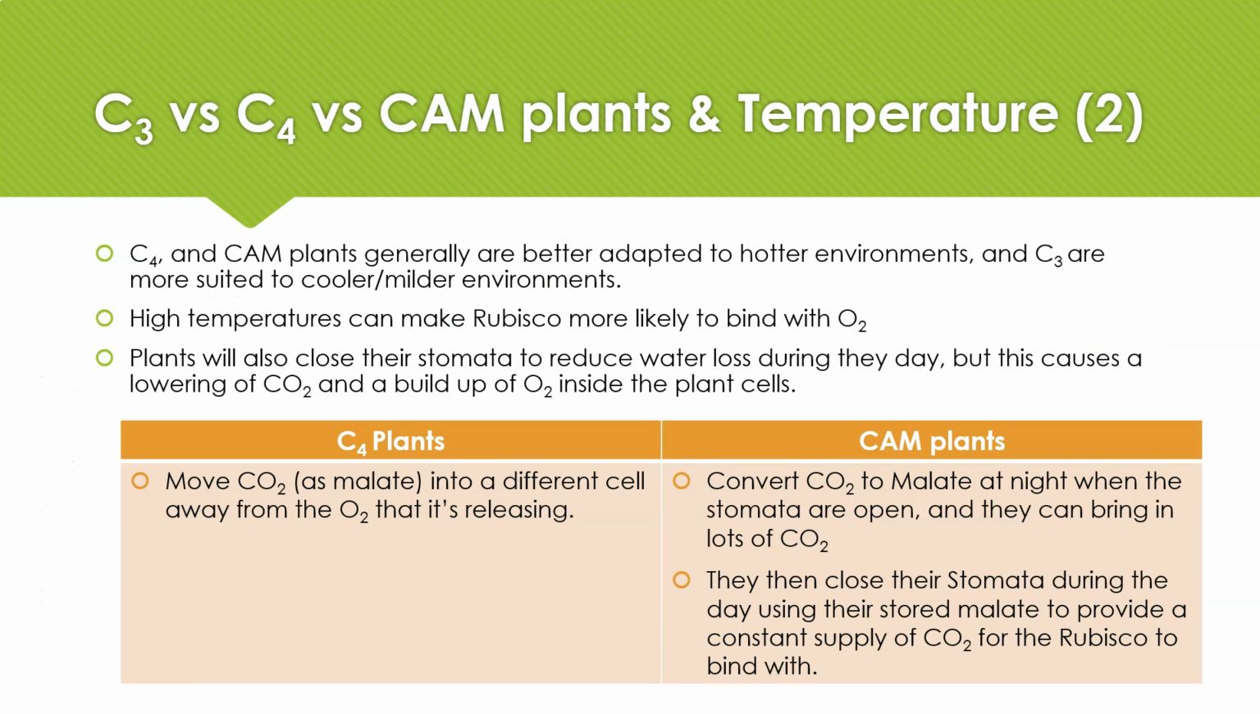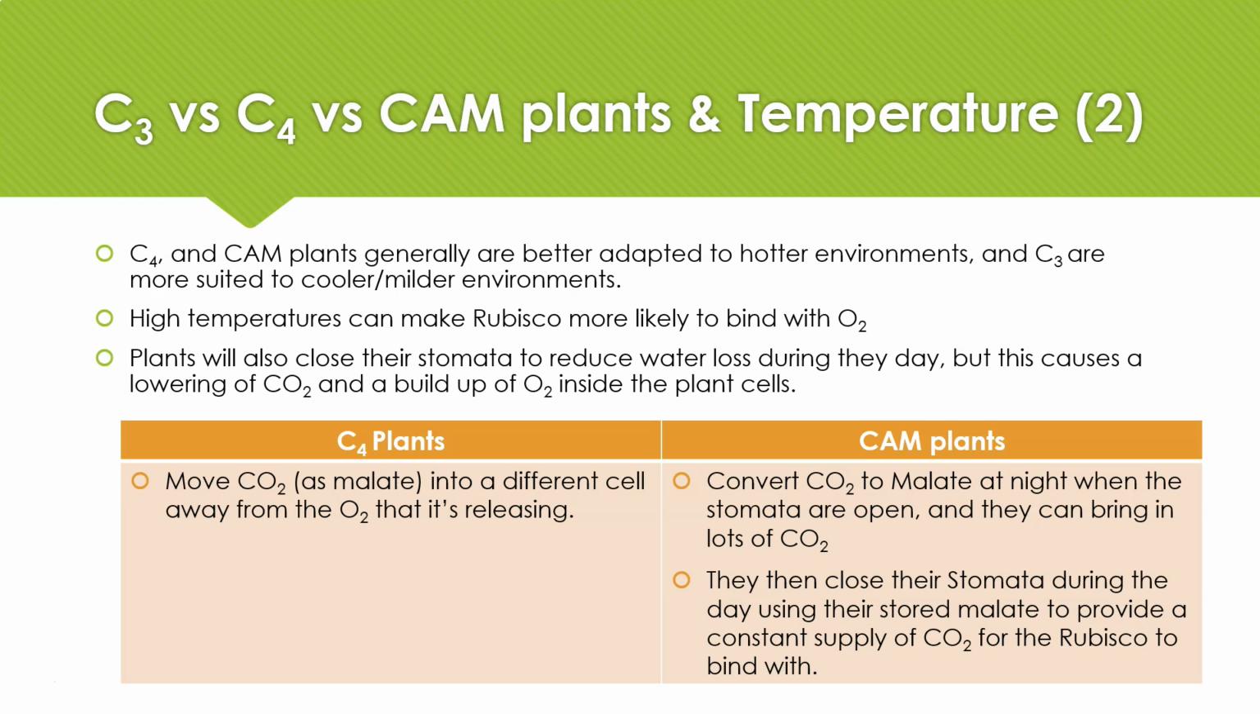Now, what you can expect in terms of who will do better at what temperature is that C4 and CAM plants are generally better adapted to hotter environments, and C3 is more suited to cooler and milder environments. The other thing to remember is that higher temperatures can make rubisco more likely to bind with oxygen, and that's true for all of them, which is why C4 and CAM plants have the adaptations that they do. So temperature is going to affect them all in the same way, in the sense that they all use enzymes, and therefore high temperatures will eventually cause all enzymes to denature. But where we're talking about them differently is how they deal with high temperatures in other ways.